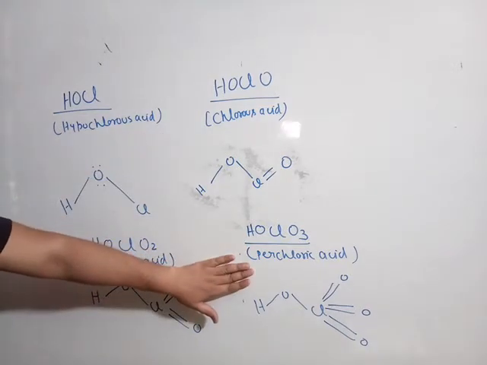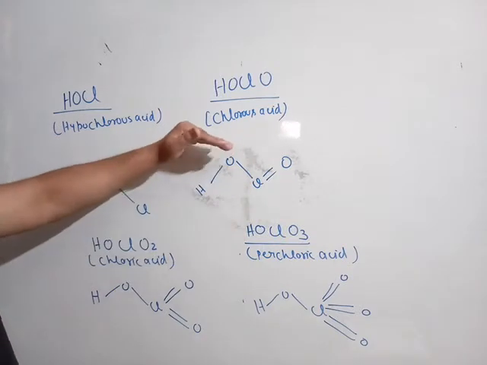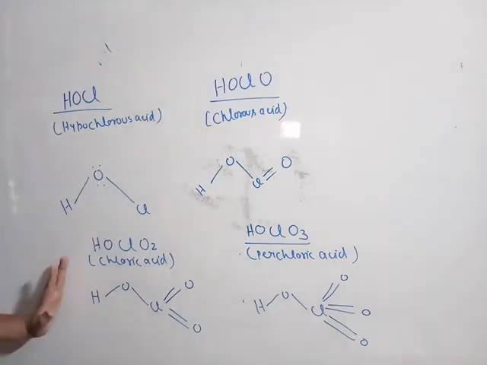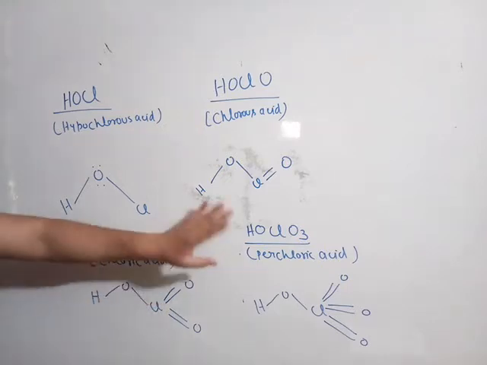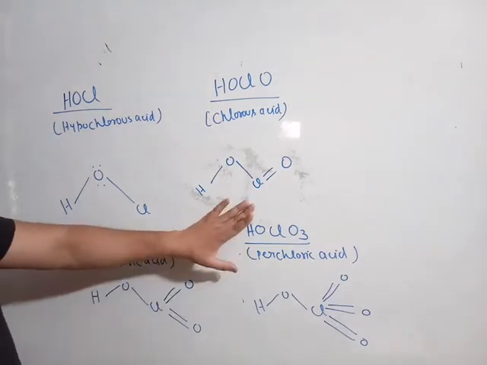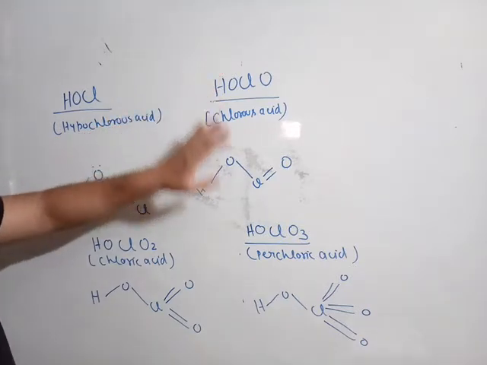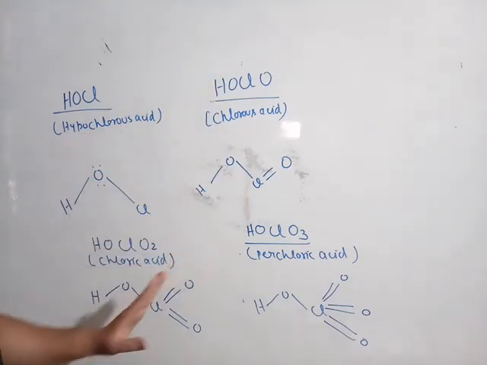The name will not be given. The formula will only be given to you. But still, I have written some names also, though the formula is more important than the name. I'm saying that in exam, the formula will be given to you, and you have to just draw the structure. Am I clear?